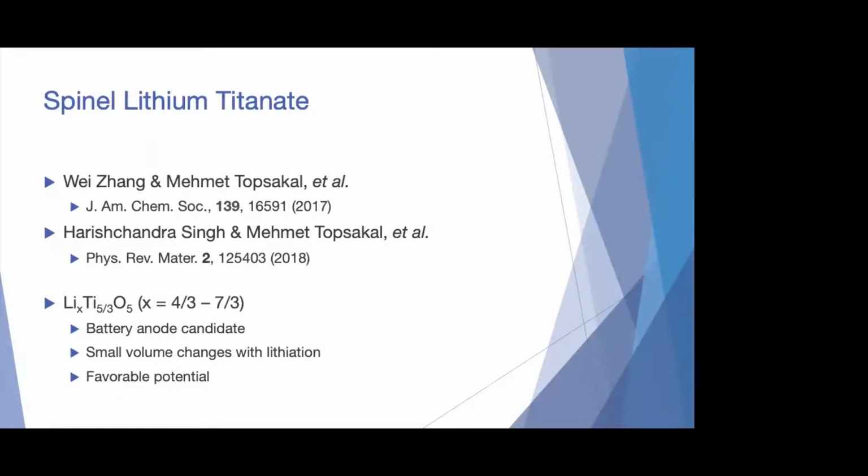So the reason this is an interesting system to look at is it's thought that maybe it could be useful as a battery anode. In particular, it has two things to recommend it. The first is that as you change lithiation, the volume doesn't change very much, and so hopefully this means that you could minimize strain or cracking or degradation through charge cycles. And the other thing is that it has a favorable potential, so you don't take too much of a hit to your energy density.